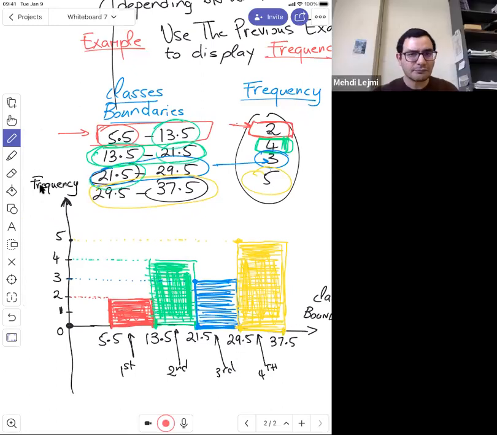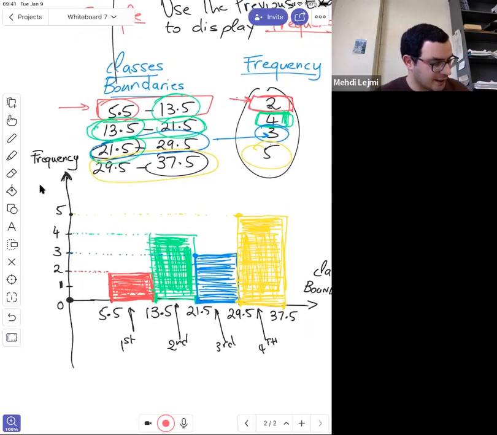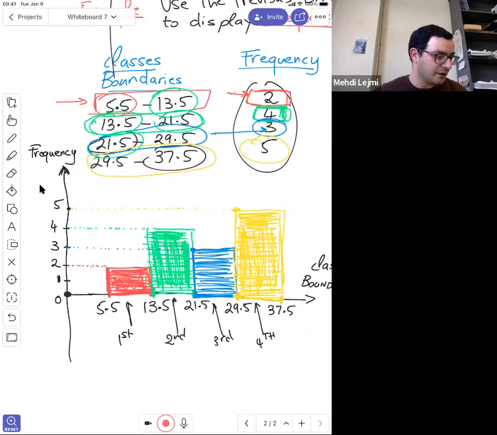All right. So this is when you want to display your frequency, right? Now, of course, if in the question we want to display relative frequency, then instead of the frequency, in this vertical axis, we can put the relative frequency.